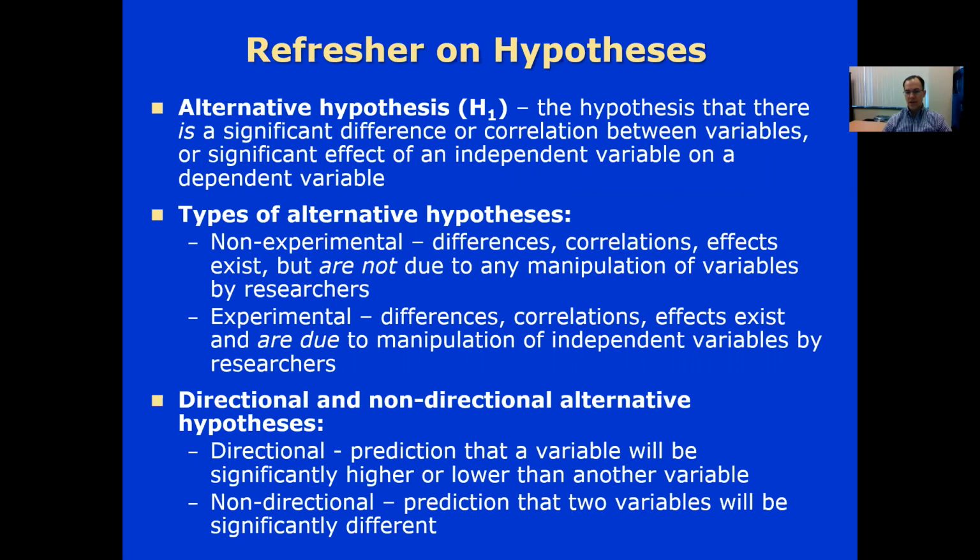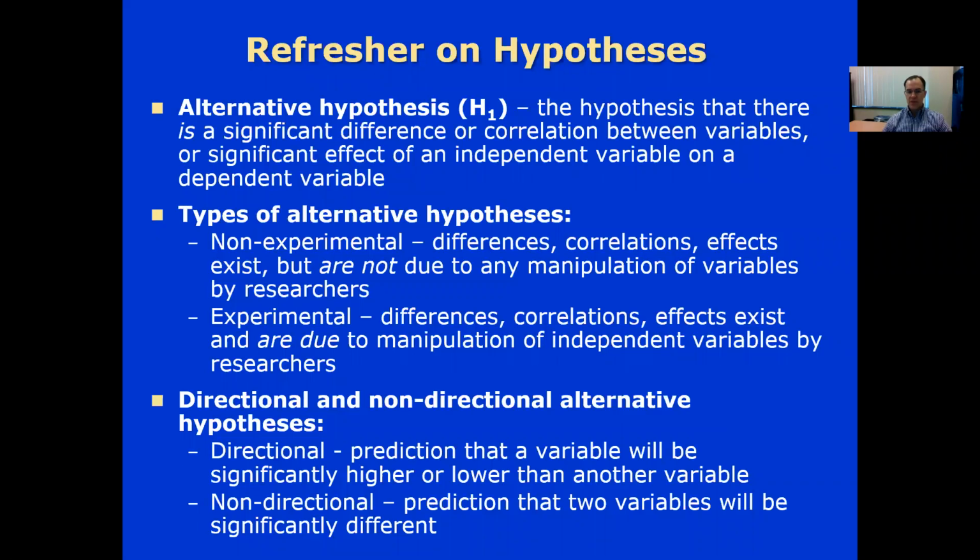An alternative hypothesis, indicated as H with a subscript 1. In this hypothesis, there is a significant difference or a correlation between variables, or a significant effect of an independent variable on a dependent variable. So in other words, the researcher is predicting that their experiment or their intervention is going to have an effect on the outcome.